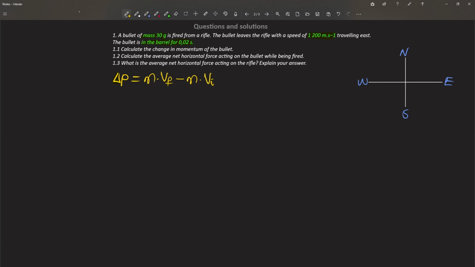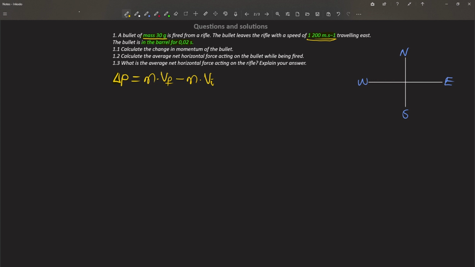So let's look at this. What do we have? We have a mass of 30 grams, which will have to be converted to kilograms, because this is physics, we have to deal with kilograms. And we also have 1,200 meters per second. This 1,200 is our final velocity. And then, do we need time for this? No, we do not need time. Time does not play any role in calculating change in momentum, unless we were given a force. But in this case, this is how it is.